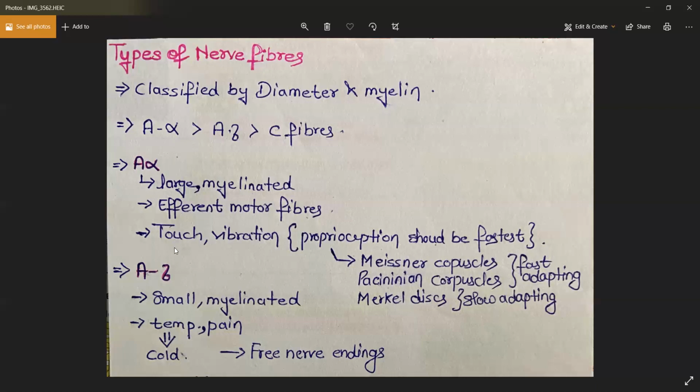Okay. For the proprioception, like the touch, like the vibration, right? The proprioception should be fastest, right? And that's why all of the fibers which are taking the proprioception type of sensory impulses must be of A alpha type, like the Meissner corpuscles, the Pacinian corpuscles, and the Merkel discs. Okay, they are A alpha fibers. They are highly myelinated and have a very high diameter because the proprioception must be fastest. The Meissner corpuscles and the Pacinian corpuscles are fast adapting, and the Merkel discs are very slow adapting.